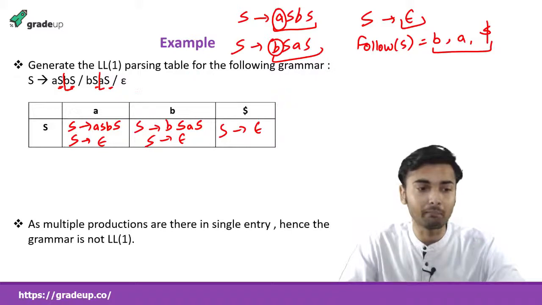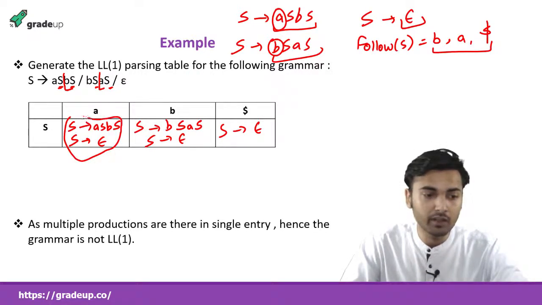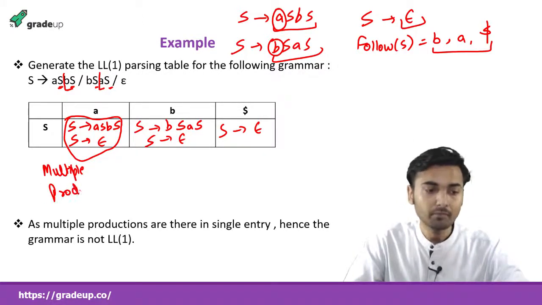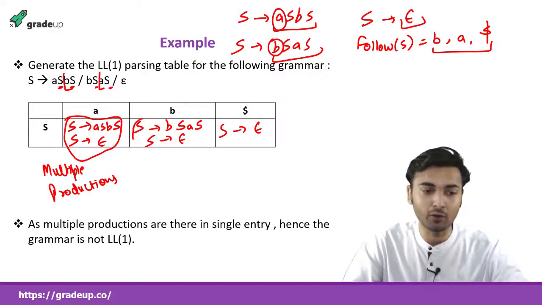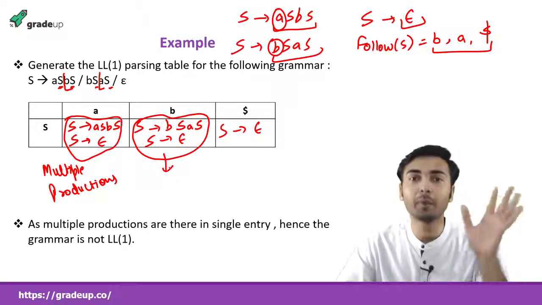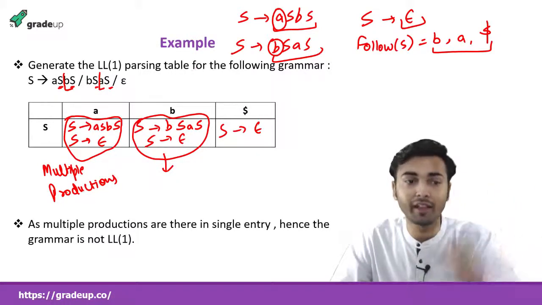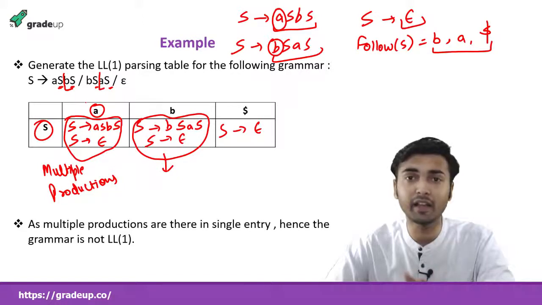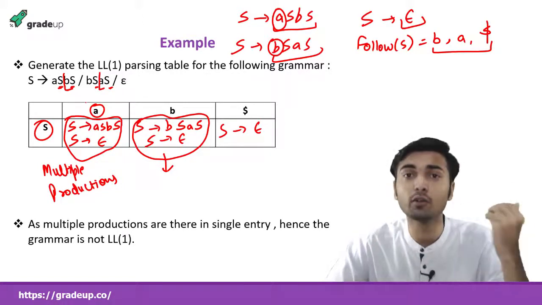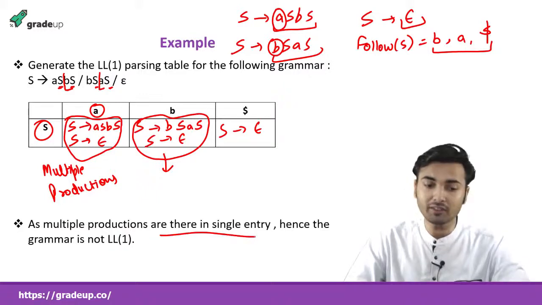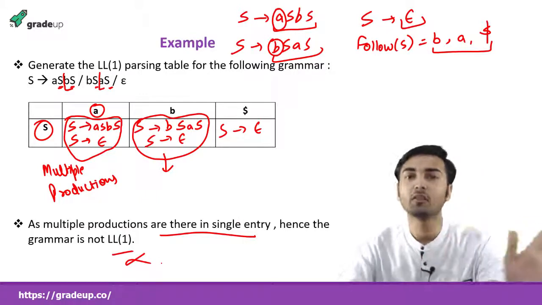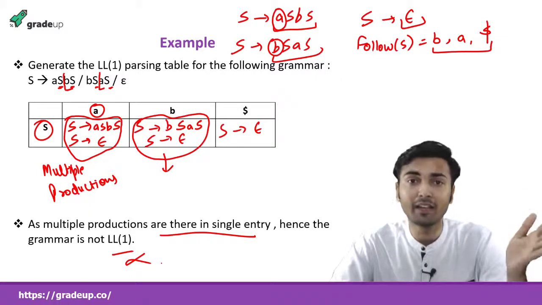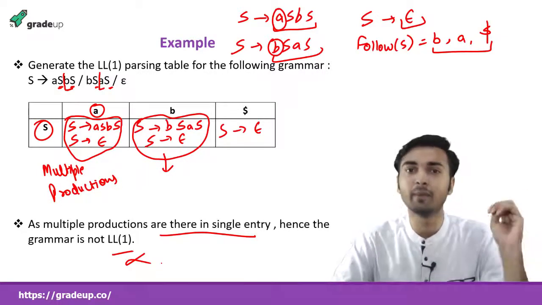Now see what is the problem. In a single entry, there are multiple productions. See here also. Here also. Suppose while parsing your string, you come to this point, S and A. Which production will you take now? Previously only one production was possible. Now at this point, which production will you take? That is a confusion. So as multiple productions are there in a single entry, the grammar is not LL1. It is not always necessary that your grammar is LL1. This grammar is not LL1, because there are multiple entries in your parsing table.